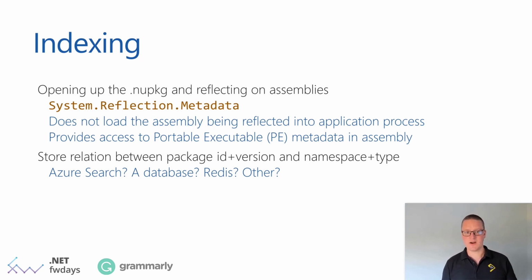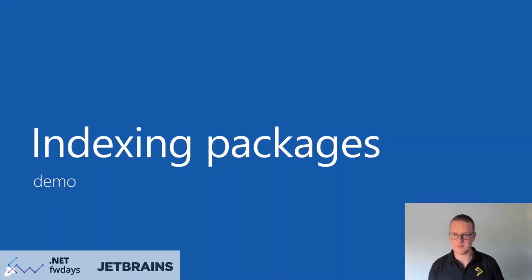Next thing we are going to do, after cracking open that package and reading all of the assemblies in there, is store the relation between the package ID and the version plus the public namespace and public type, and we are going to do that in Azure Search. Could be a database, could be Redis, could be whatever data store you want. But in this case, since we'll be searching, we are going to make use of Azure Search there. Right, let's index our packages.